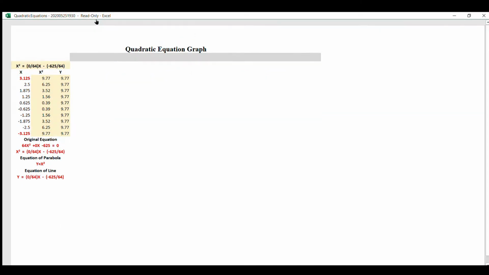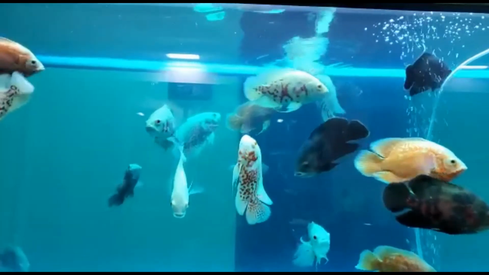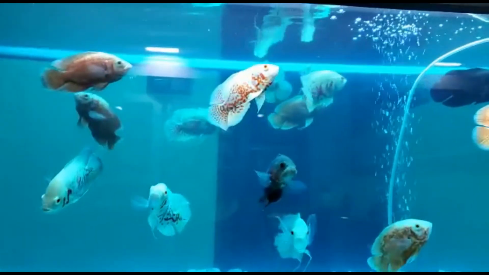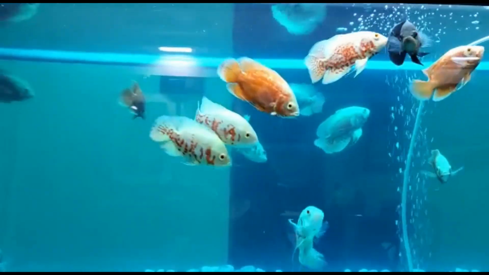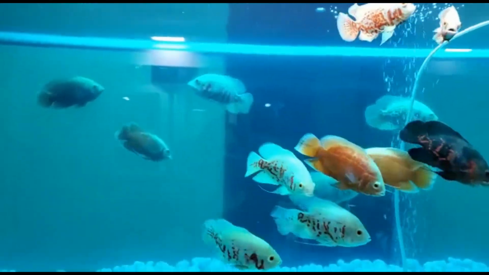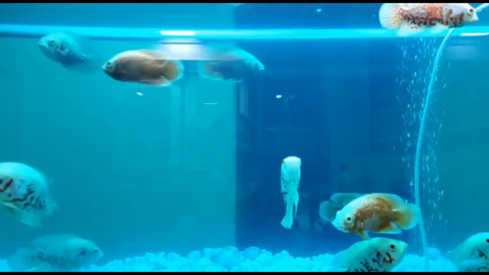Now let's go back to concepts again. But before that, let's take a 1-minute break. Understand this, read this screen, and find out how you can derive these equations into two graph equations.